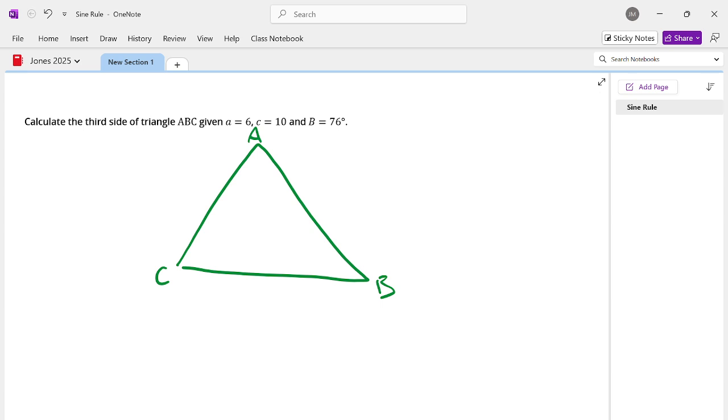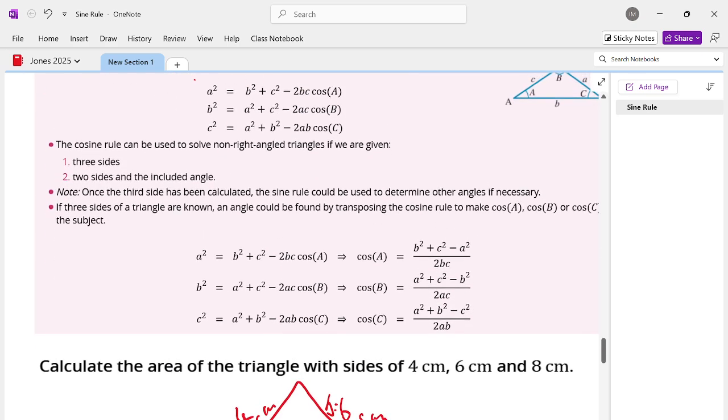Now we know that the side length is directly opposite the angle of the same letter. So A, which is equal to 6, is directly opposite angle A. C equals 10. And we know that angle B, because it's a capital B, is 76 degrees. We've been asked to solve for the third side, which would be side length B. So we come up to our formulas, and we're looking for side length B. So we're going to use this formula.